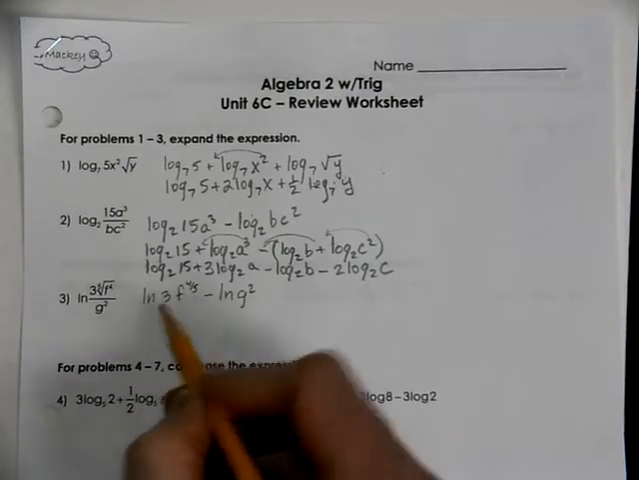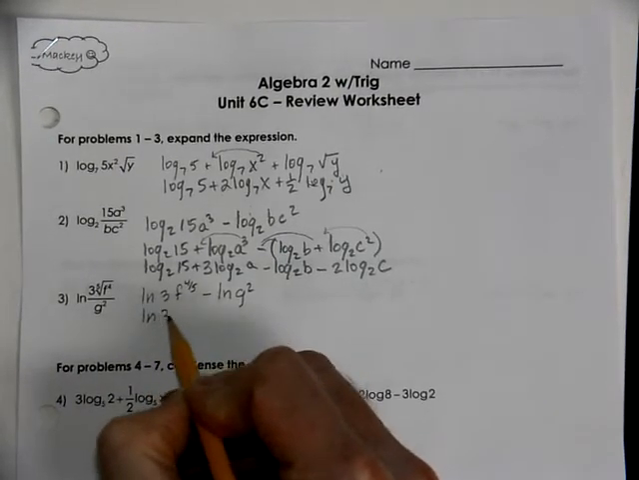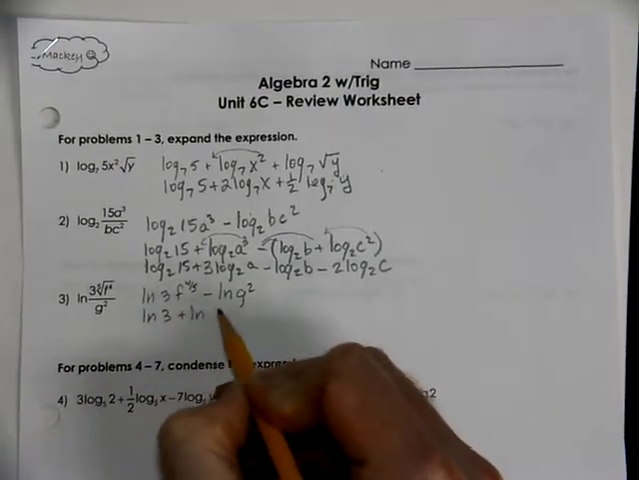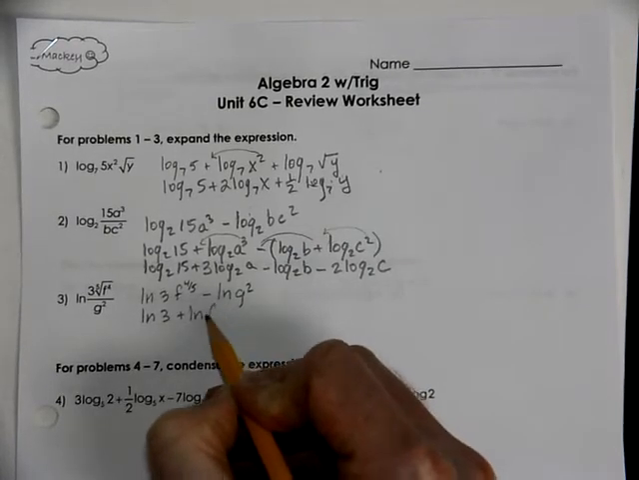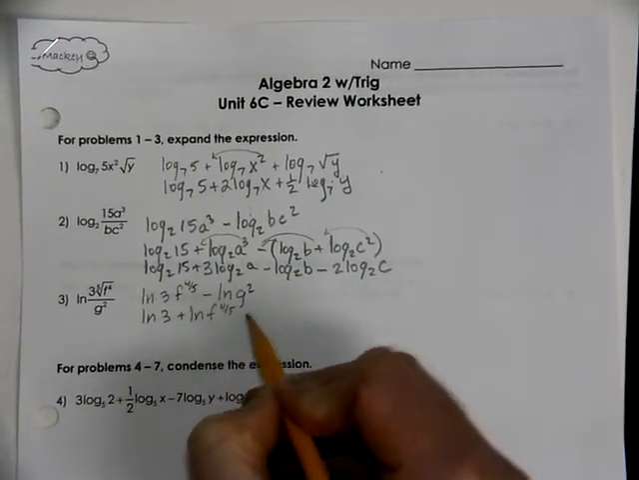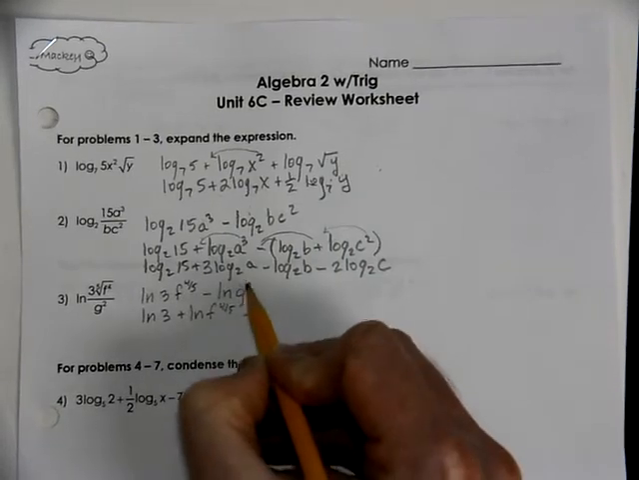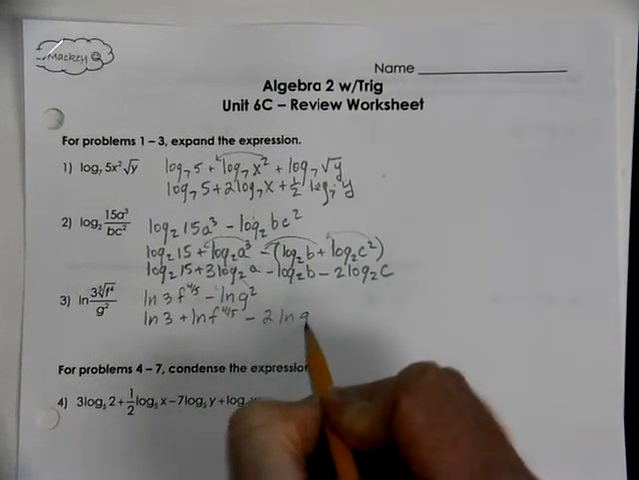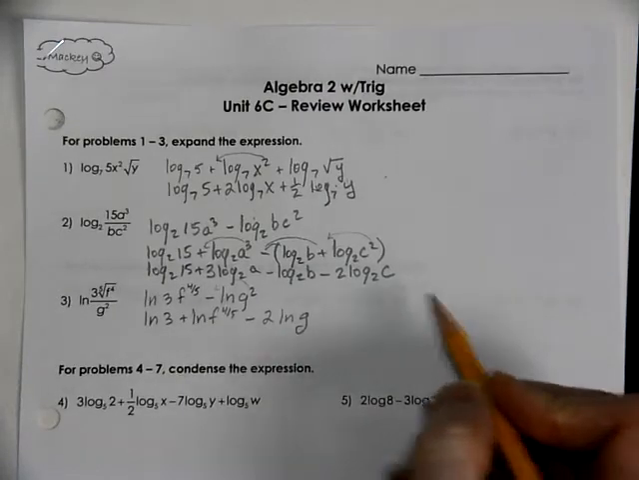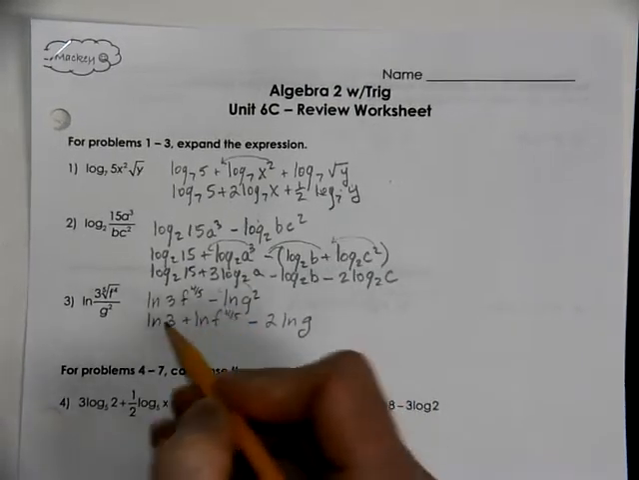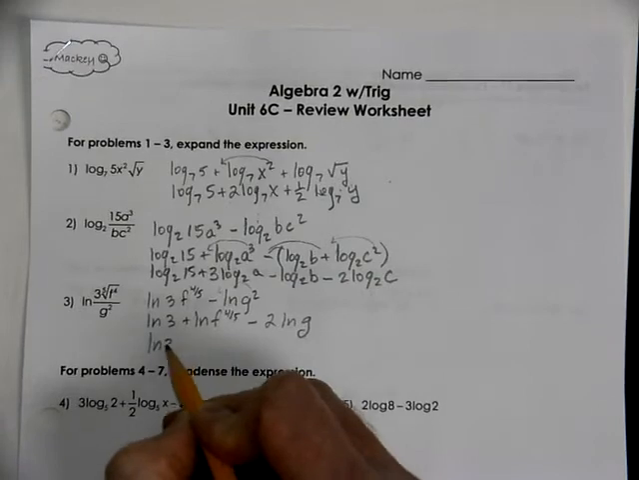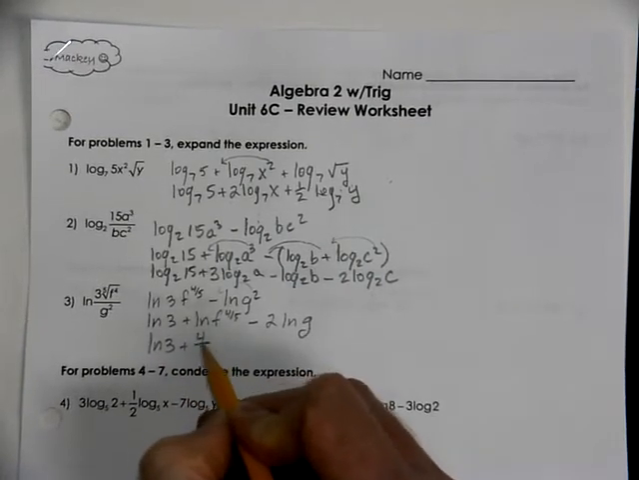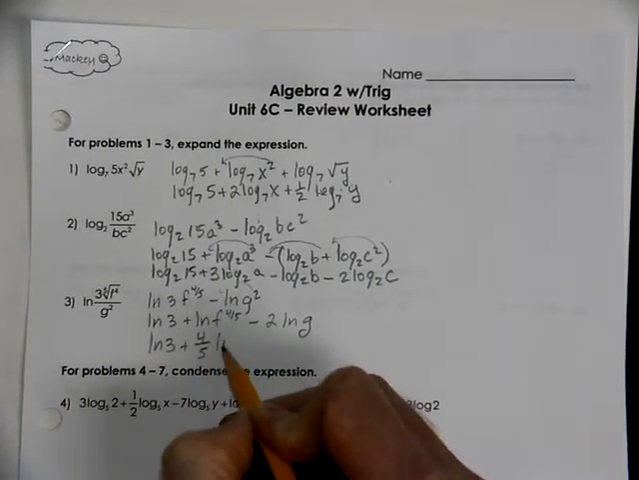And then we can split this apart to the natural log of 3 plus the natural log of f to the 4/5 minus, we can bring the 2 up in front, the natural log of g. And we can bring that power to the front. So you take it to the front of its own logarithm.